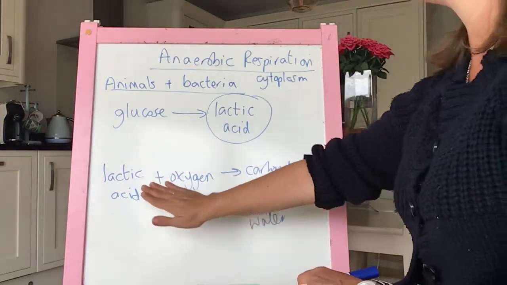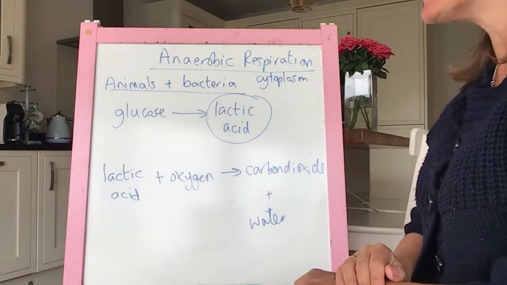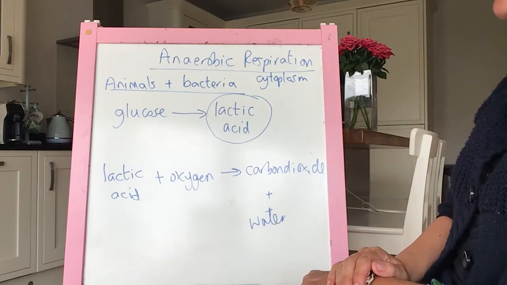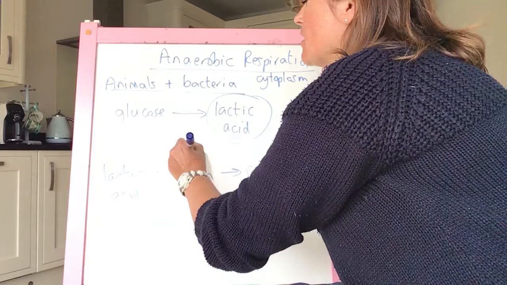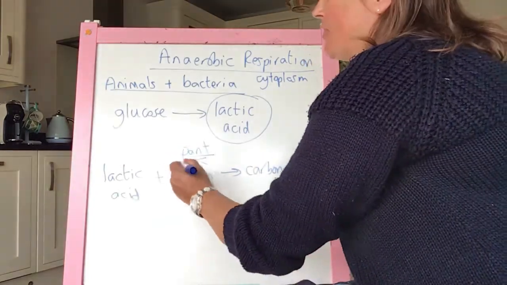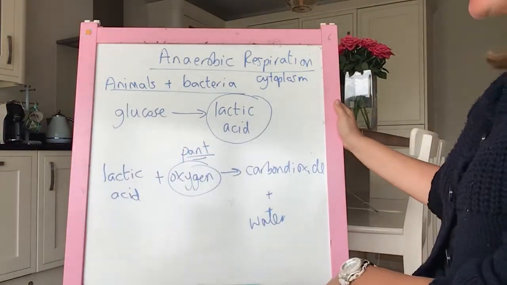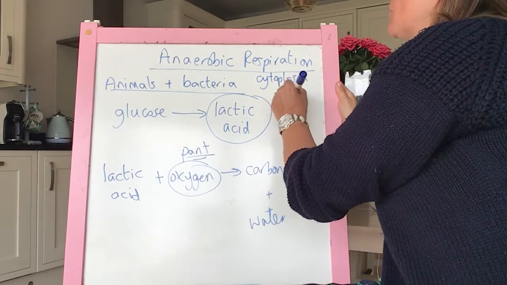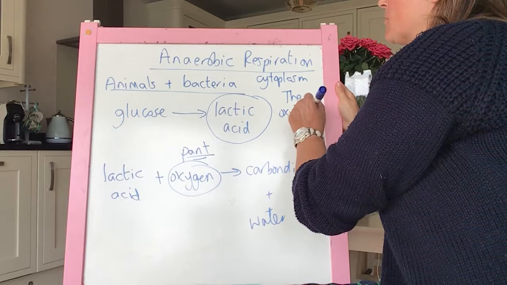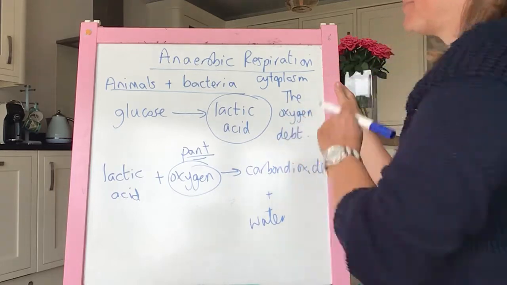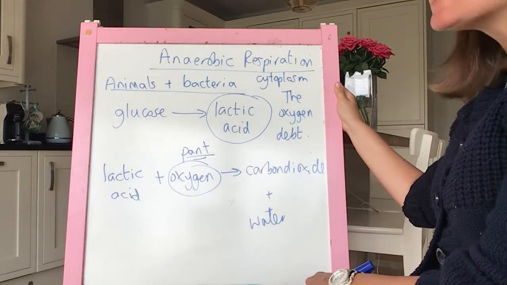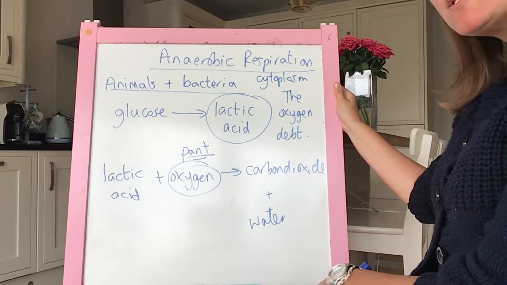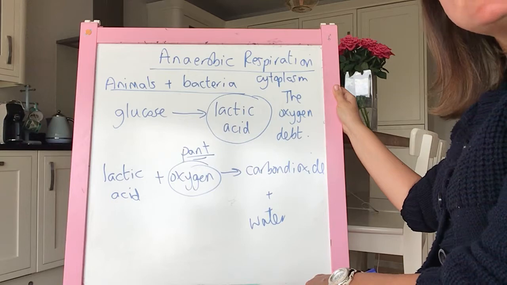So you're using oxygen to break down this horrible toxic lactic acid into harmless carbon dioxide and water. So the reason why you pant after exercise is to get this oxygen into your cells to break down the lactic acid. And that is called the oxygen debt. So hopefully that has rejigged your memory on everything that you needed to know at GCSE.